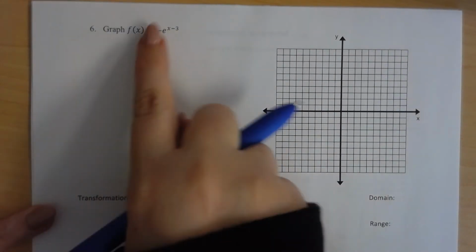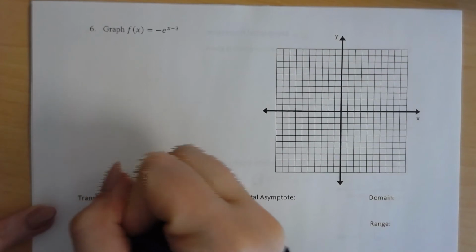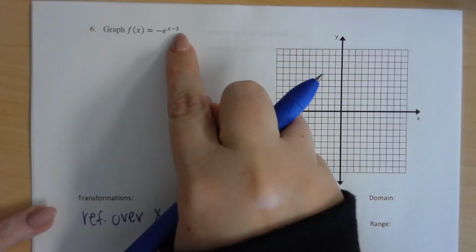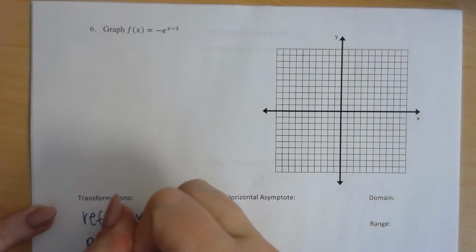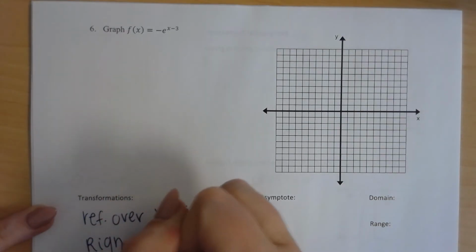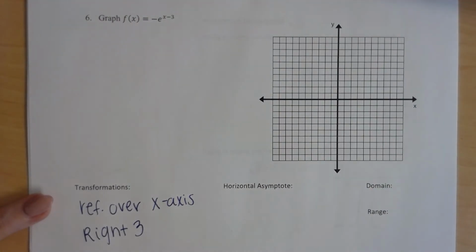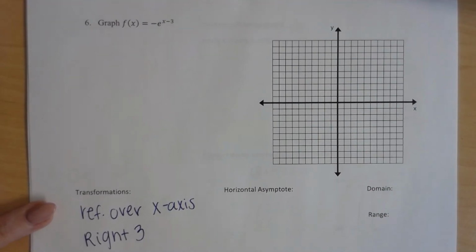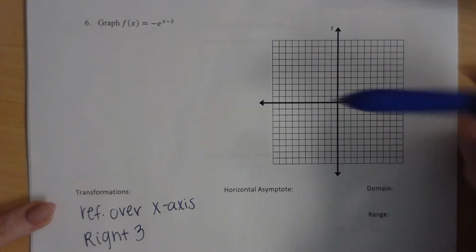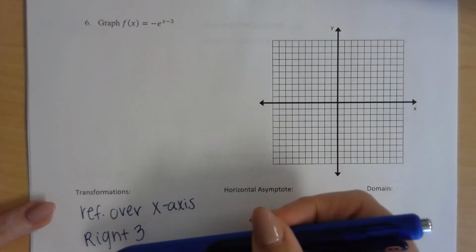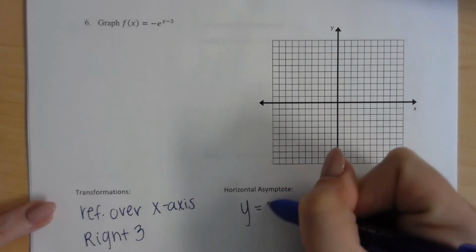Okay, so our transformations, we have a negative in the front, so that's a reflection over the x-axis. We have a -3 with the x, which means it's moving to the right 3. Now our horizontal asymptote is typically at y = 0 unless it's getting shifted up or down. This does not say it was shifted up or down, so it's remaining at y = 0.